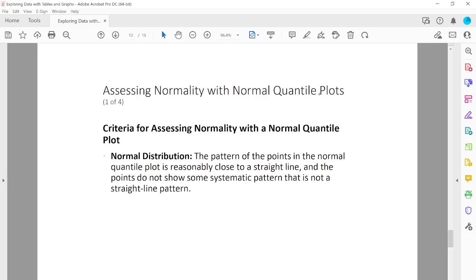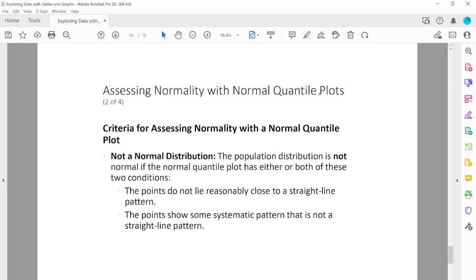Okay. While assessing normality with normal quantile plots, quantile means when you divide the data into four different groups, like the first 25%, from 25 to 50%, 50 to 75%, 75 to 100%. So that's called quantile. When we try to assess normality, the criteria for a normal distribution are that the pattern of the points in the normal quantile plot is reasonably close to a straight line, and the points do not show some systematic pattern that is not a straight line pattern.